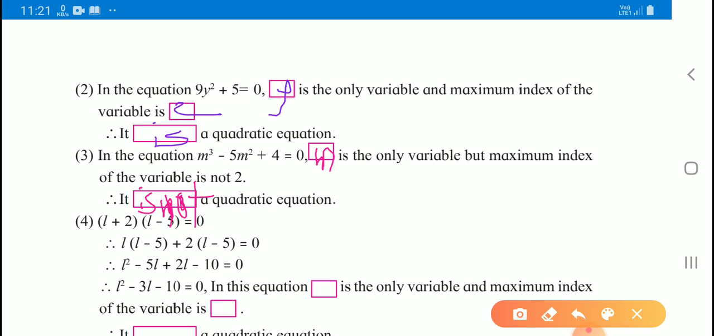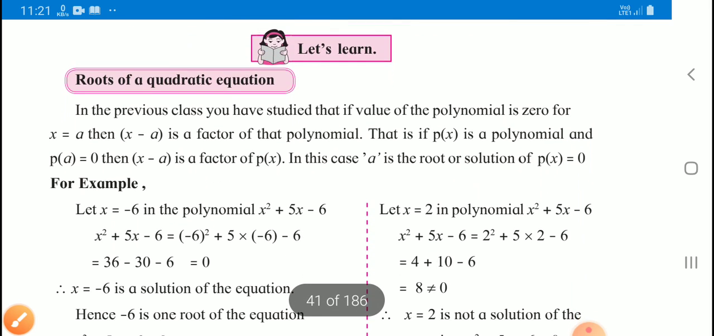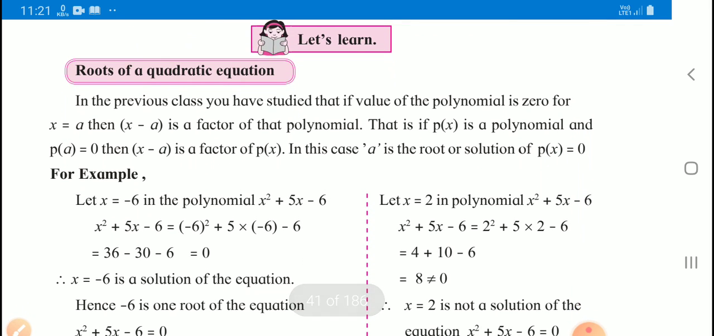Now the second equation I solved the same way as they had solved the one above. You can see here the variable is L, and the maximum index is 2. So it is a quadratic equation. Okay. Now we'll see the next point, that is roots of the quadratic equation.